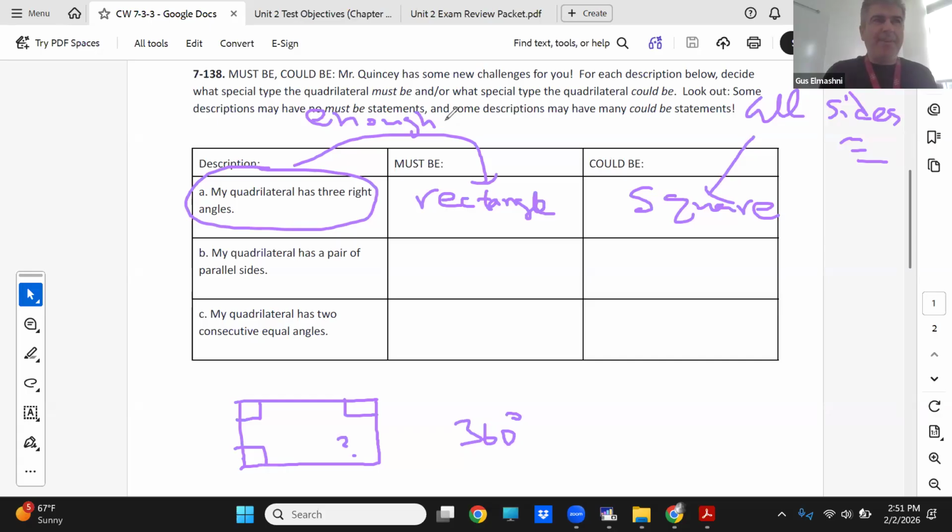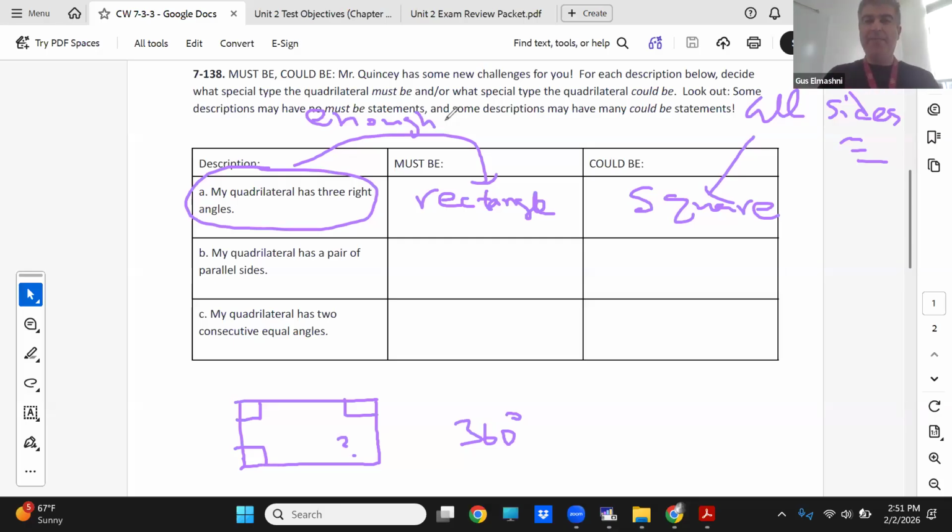Does that make a little sense? Hopefully. All right, Part B. A quadrilateral has a pair of parallel sides. Okay, I actually hate this question. Because here's the thing. A pair. Does that mean exactly one pair or at least one pair? That's the part I'm struggling with personally.